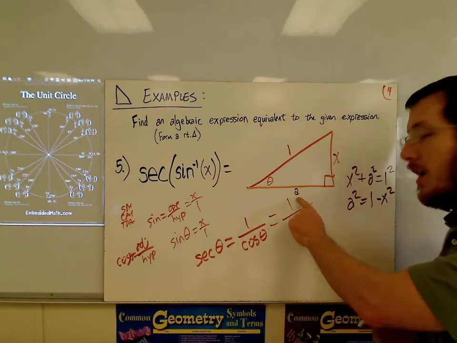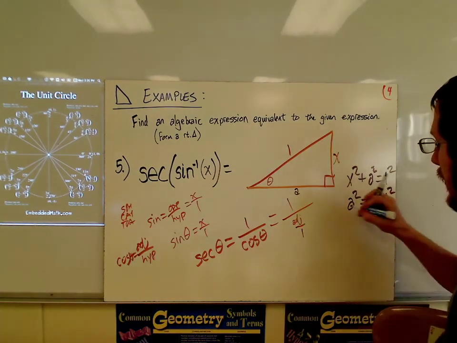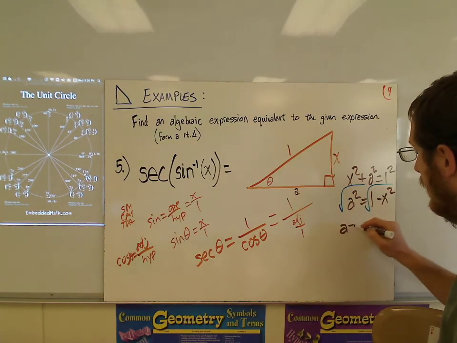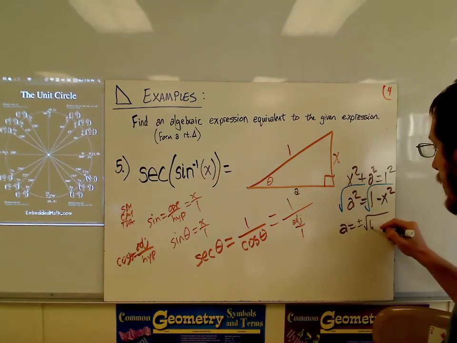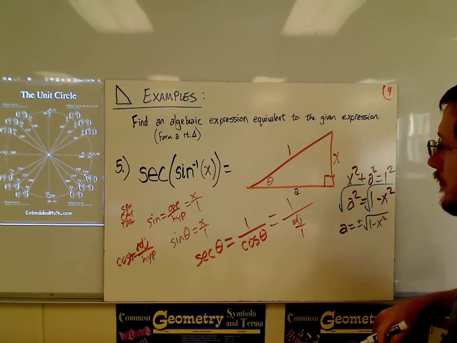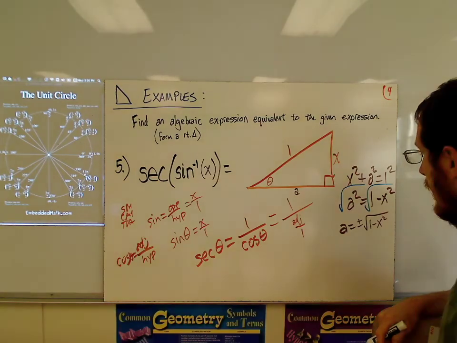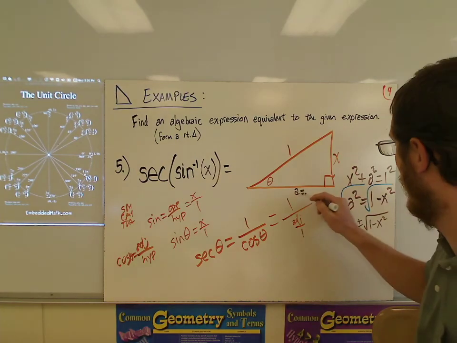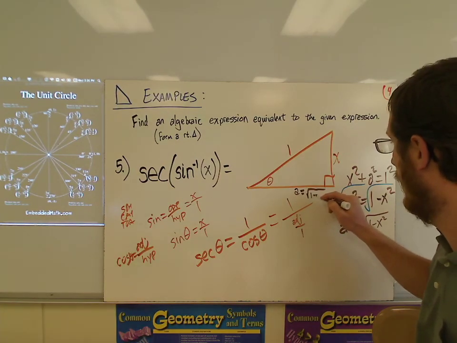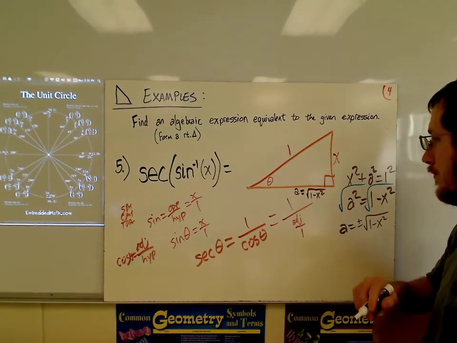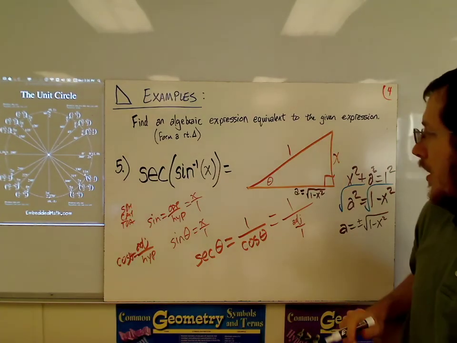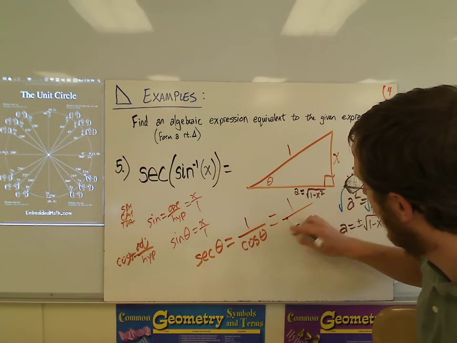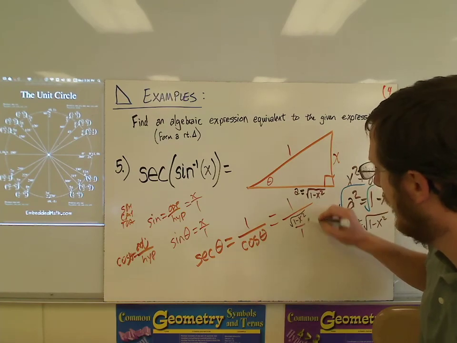Okay, we don't want a squared, we want a. So if we square root both sides, then we've got a is plus or minus the square root of 1 minus x squared. We can stick with just the positive. So we want the square root of 1 minus x squared. That's our a value. Now that we've got an a value, let's plug that into our formula here. So we've got 1 over the square root of 1 minus x squared.